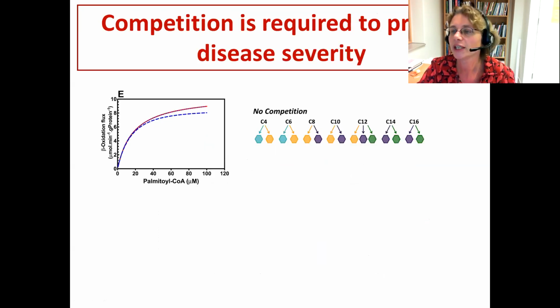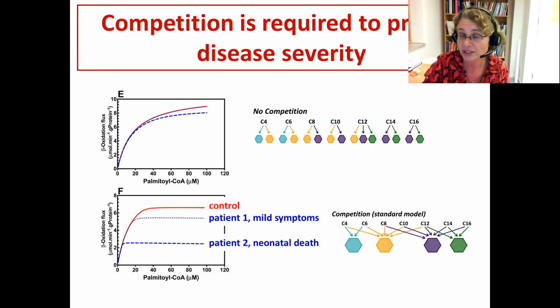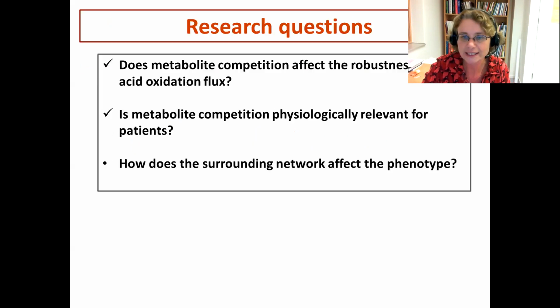But it also told us something about the severity of the disease. So here we had this no competition model, the artificial thing, and then we saw very little effect in both patients on the beta oxidation flux. But if we took the real model, then we saw differences between these two patients. Then one patient was predicted to have a small decline of flux and the other a very strong one. So this one in reality turned out to be the one with mild symptoms, and this one the one who died very early in life. So it was very much related to what we saw in reality.